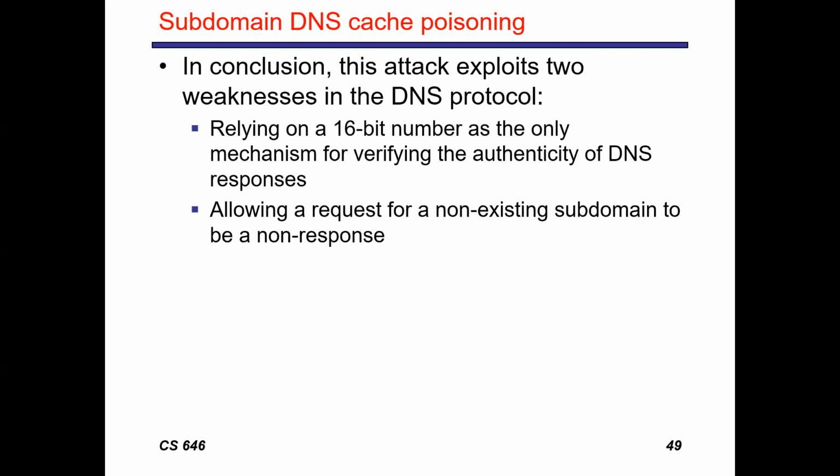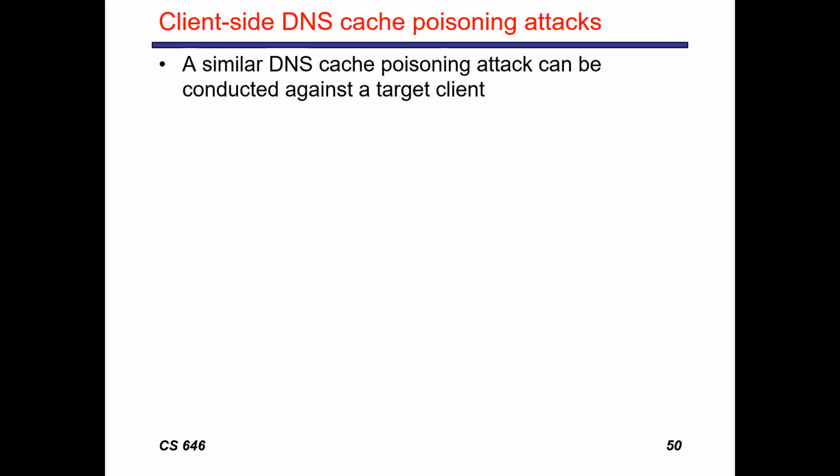So in conclusion, this attack exploits two weaknesses in the DNS protocol. Number one, relying on a 16-bit number as the only mechanism for authenticity of the DNS response. Number two, allowing a request for a non-existent subdomain to be a non-response, which means that if the authoritative name server doesn't reply, it is considered a non-response. And then when the attacker replies, his IP address will be considered the delegated authoritative name server.